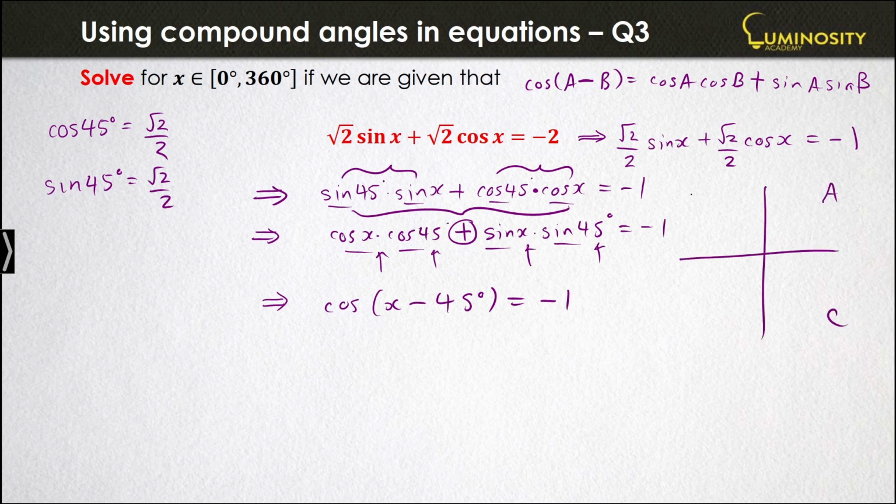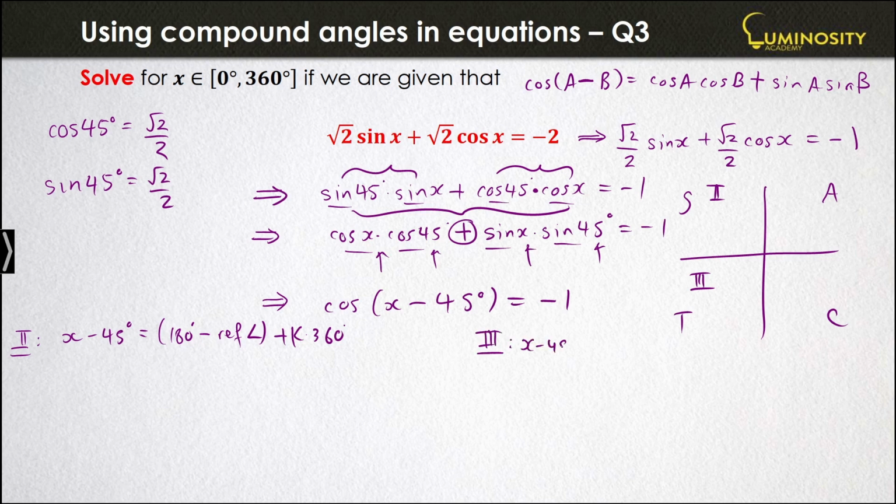Let's get our cos diagram up. Cos is negative in the second and third quadrants, and we need a reference angle. In the second quadrant, x minus 45 degrees equals 180 degrees minus the reference angle, plus k times 360 degrees, because that's the period of cos. In the third quadrant, x minus 45 degrees equals 180 degrees plus the reference angle, plus k times 360 degrees.